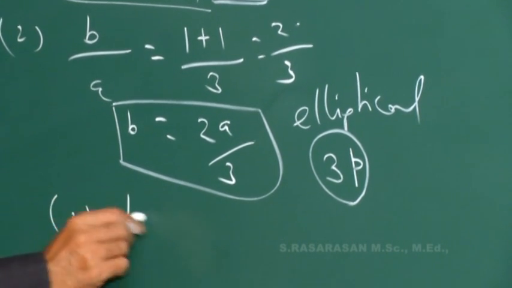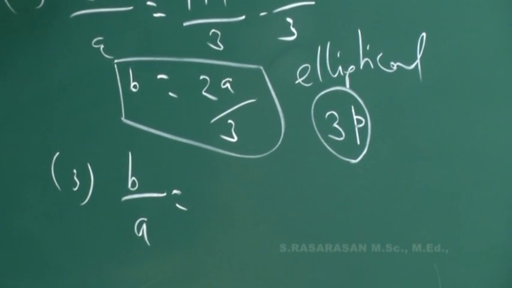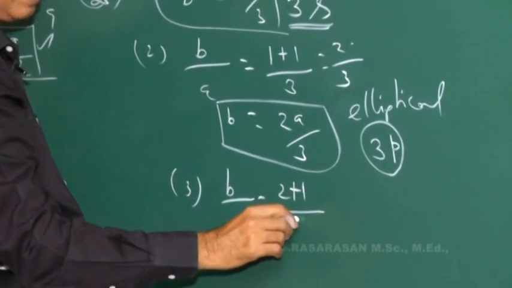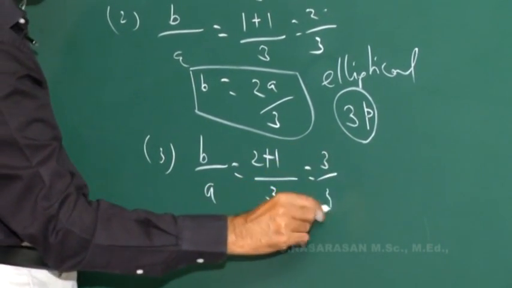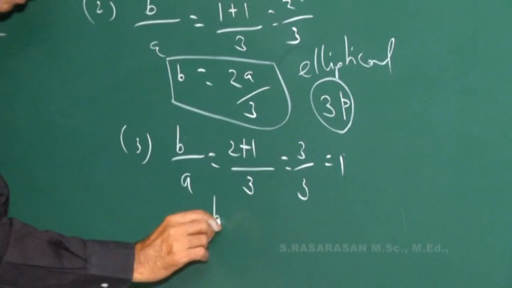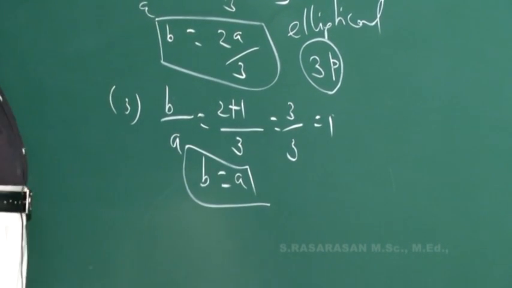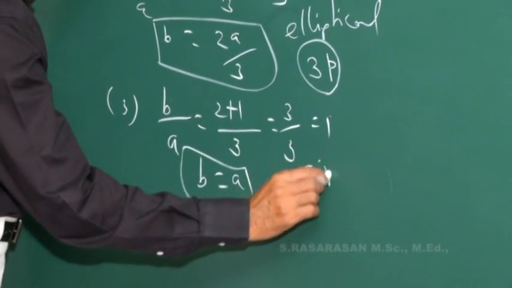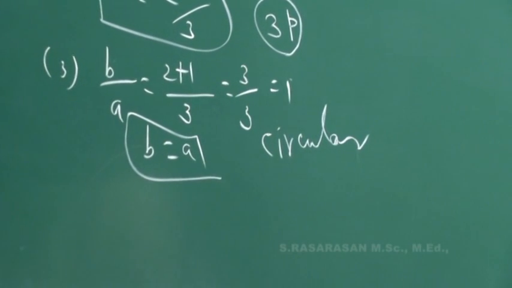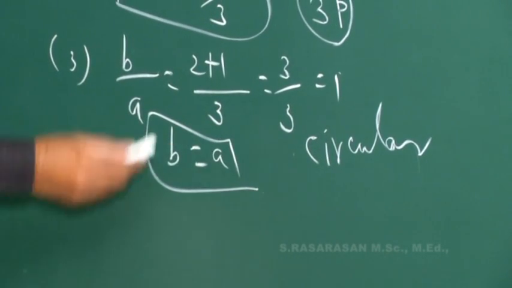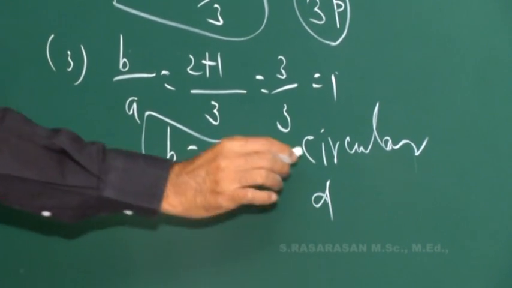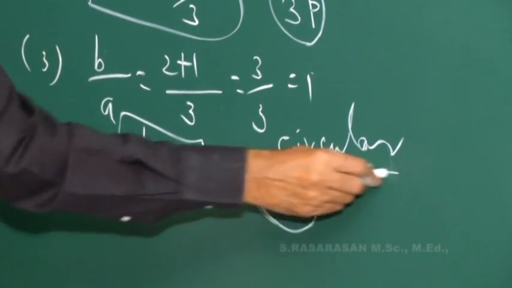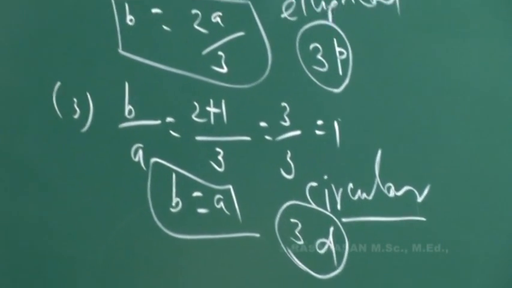Third case, another subshell possible. Take L as 2. The formula is (L plus 1) by n: 2 plus 1 by 3, so 3 by 3, it is 1. b by a is equal to 1, b is equal to a. The semi-major axis is equal to the semi-minor axis, meaning the two are equal. The radius is equal, so it is circular in shape. L equal to 2 is the D subshell, and with n equal to 3, the 3D designated subshell is circular in shape.